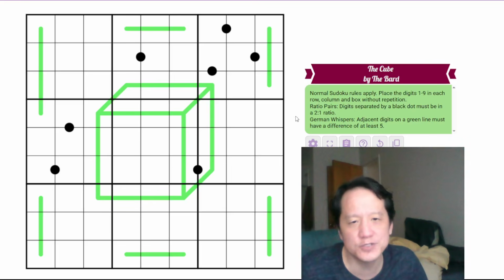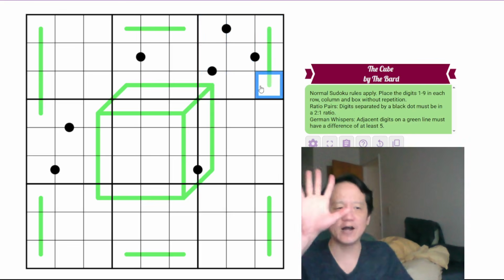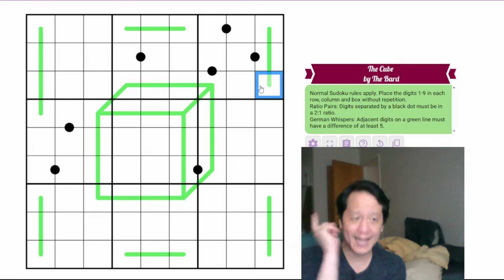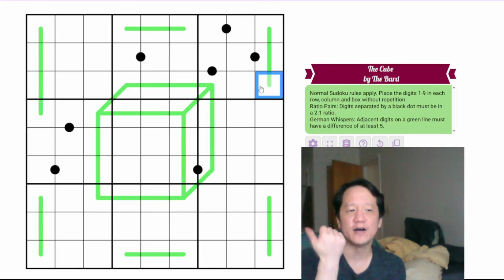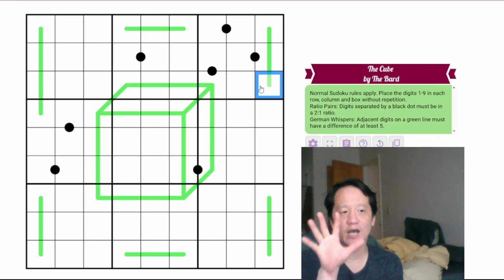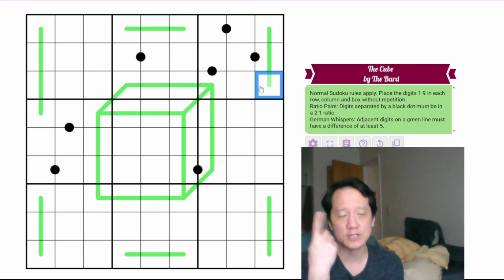Okay, the first thing that pops out to me when tackling this is 5 can never be on a whisper 5 line, and it can never be next to a black Kropki dot. Why do you know that? If you subtract 5 or more from 5, you get 0 or less, which is not a normal Sudoku digit. If you add 5 or more to 5, you get 10 or more, which is not a digit. So that's why 5 can never be on a whisper 5 line.